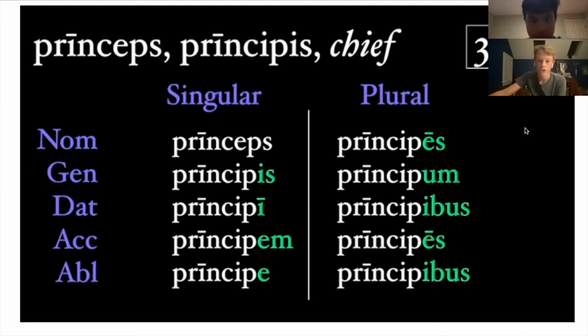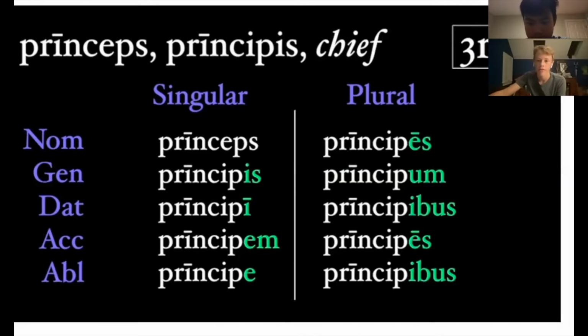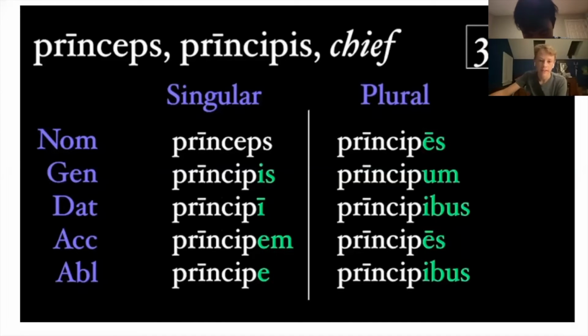So the third declension is made up of masculine and feminine nouns. It can be recognized by the is in the genitive case. For example, in the word princeps, the ending for the genitive is is, or principis. The ending for the dative is i, or principi.